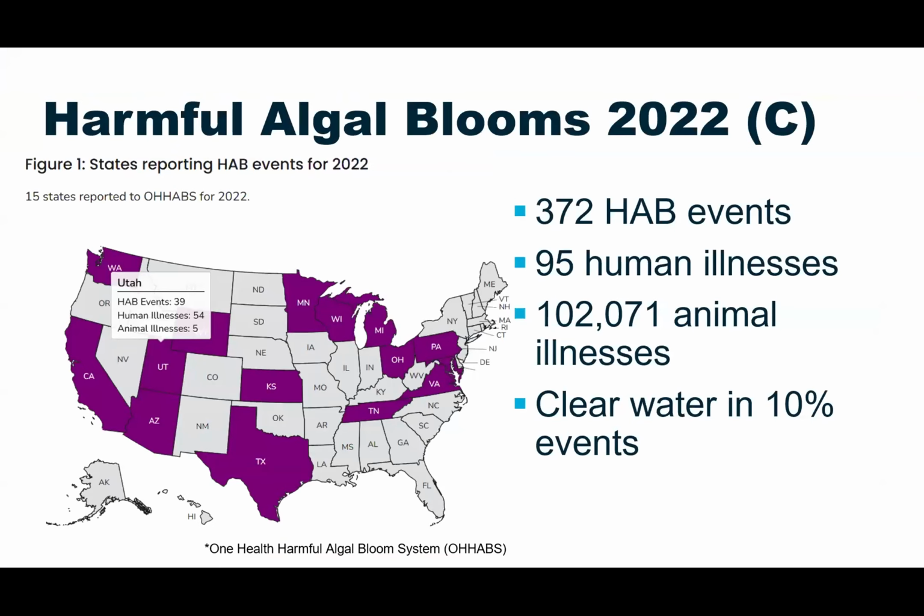These are some statistics from 2022. We have 372 harmful algal bloom events. We can see how many of those were inland, and we can see Utah. We have 39 events and 54 human illnesses for this year. And that's a little bit high compared to the amount of illness in the rest of the country.